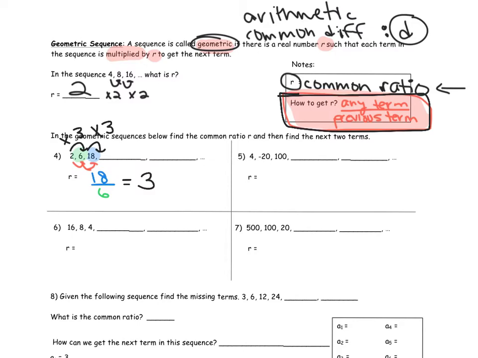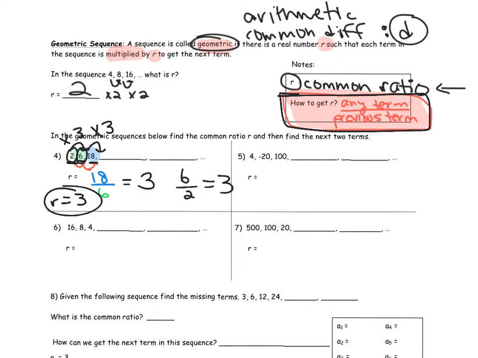Take any term, divide it by the previous. So I'm taking my 18 and I'm dividing it by 6. I could have also done this with 6 and 2. I'll take 6 and divide it by the previous term of 2, and I'll still get 3. So my r value here is 3. That's the common ratio for a geometric sequence.